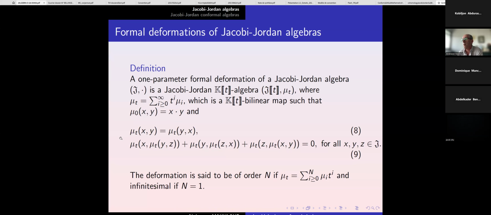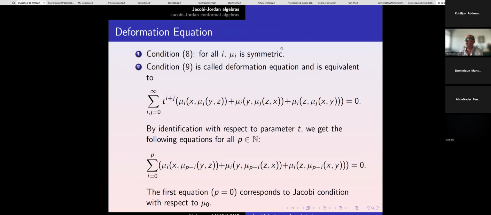And this mu t should satisfy, of course, the two conditions to define the Jacobi-Jordan algebra: first, the commutativity, and then next the Jacobi condition. If we truncate to order n, we say that we have a deformation of order n. If we take n equals 1, then we say that we have an infinitesimal deformation. And now we are going to discuss these two conditions. The first condition of commutativity is equivalent to saying that the mu_i's are always symmetric.